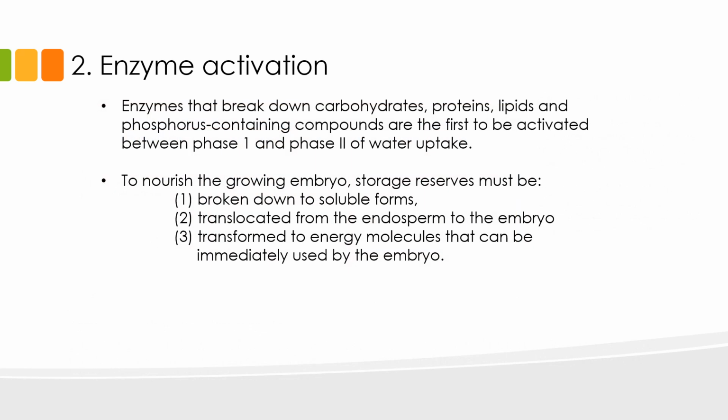Enzymes that break down carbohydrates, proteins, lipids, and minerals are the first to be activated between phase 1 and 2 of water uptake. To provide nourishment or food to the growing embryo, the storage reserves must first be broken down to soluble forms. The broken down products are then transferred from the endosperm to the embryo. Only then can the products be transformed into energy molecules that can be immediately used by the growing embryo.